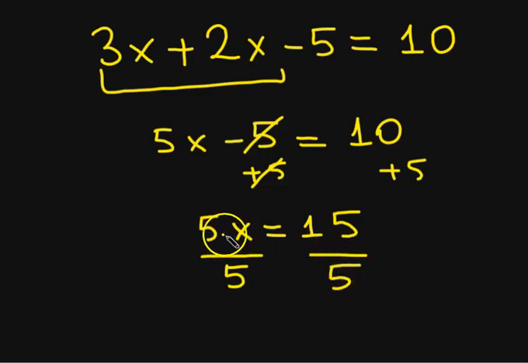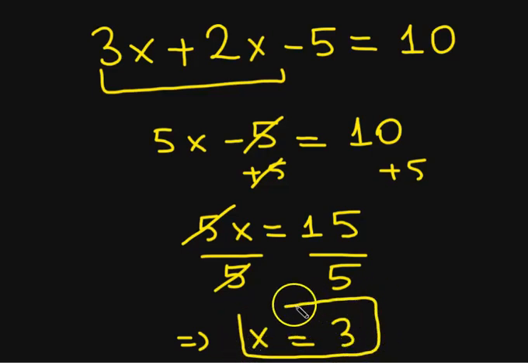So on the left side, 5 times x divided by 5, the 5's are gone. I have only x. And on the right side, 15 divided by 5, which is 3. So x equals 3. Let's do one more example.